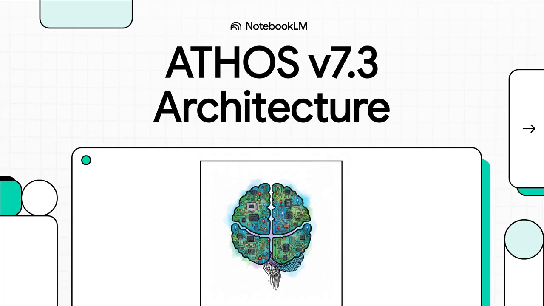Instead of thinking of an operating system as this static piece of software just sitting there waiting for your commands, I want you to imagine a biological organism. We're talking about a digital entity with its own metabolism, its own immune system, and its own central brain. That is the architecture of ATHOS.